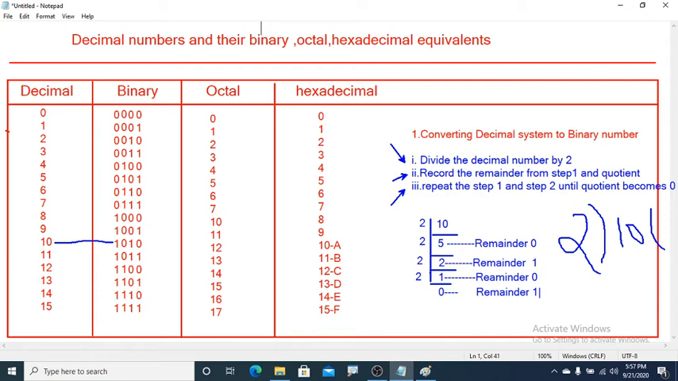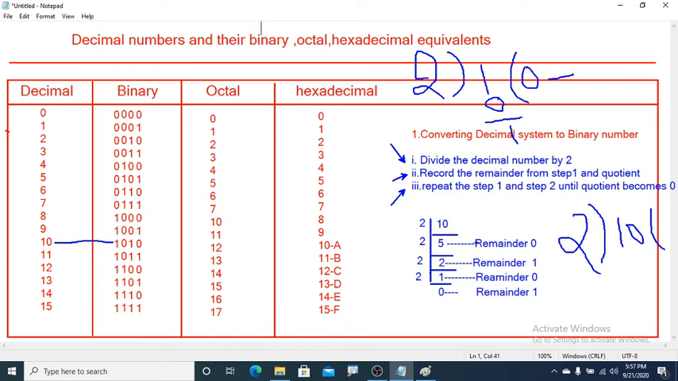How does it become 1? All of you know it, right? See, I am taking 2 here, and this is 1. So 2 into 0 is 0. What is the remainder here? 1. What is the quotient here? 0. Until the quotient becomes 0 we repeat step 1 and step 2. So here the remainder is 1 and the quotient is 0.